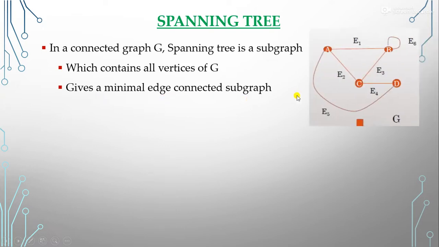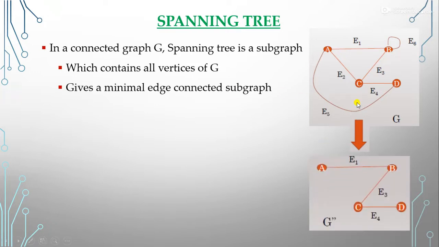connected subgraph. So here if we have this graph G, we have 4 vertices and 6 edges. Now what is the spanning tree of this? Because in any graph you have a number of spanning trees, okay? So if we take the spanning tree of this graph, it is this one, G double dash. Here we have the 4 vertices. How many edges are there in the spanning tree? N minus 1. So 4 minus 1, 3 edges are there, E1, E3, E4.